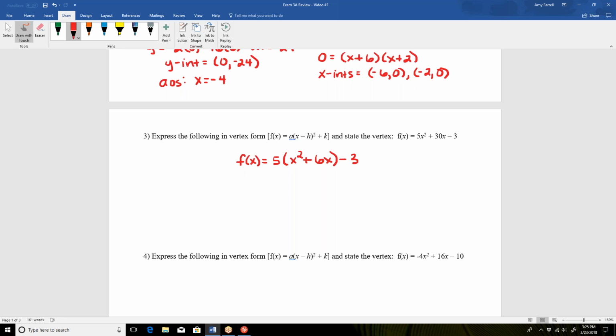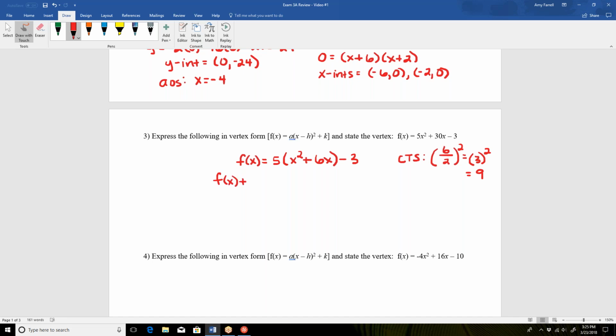Okay, now we're ready to complete the square. So to complete the square, we take the coefficient of x, which is 6, we divide by 2, and we square the result. So 6 divided by 2 is 3, and 3 squared is 9. So I'm going to add 9 inside the parentheses here.